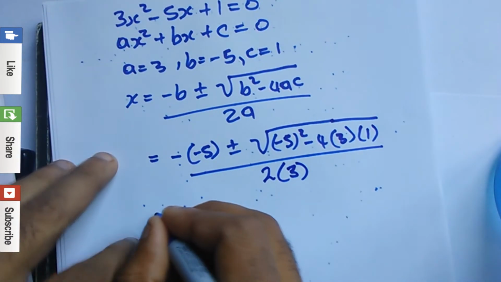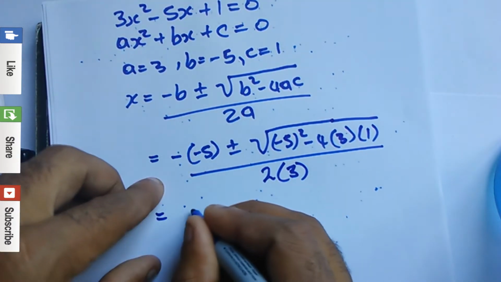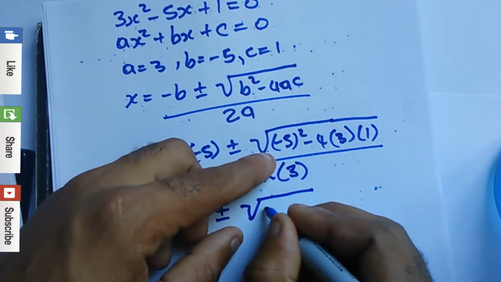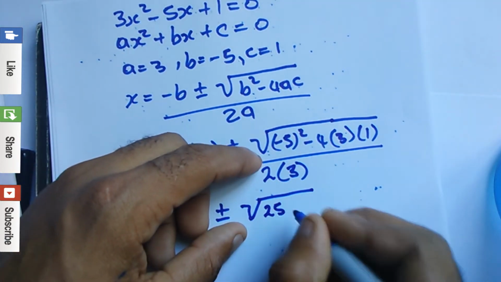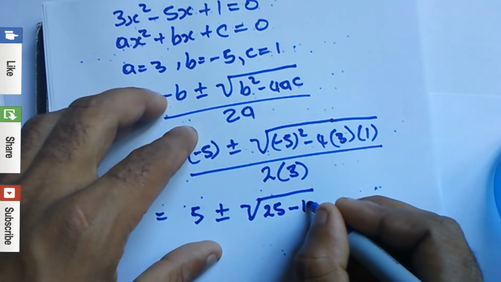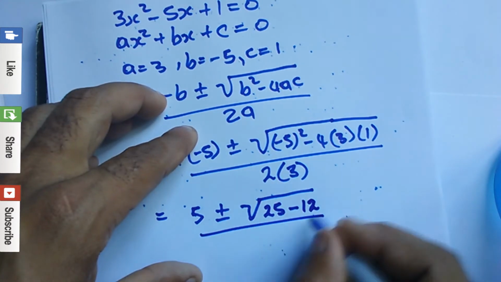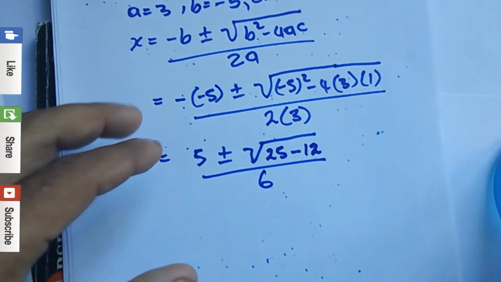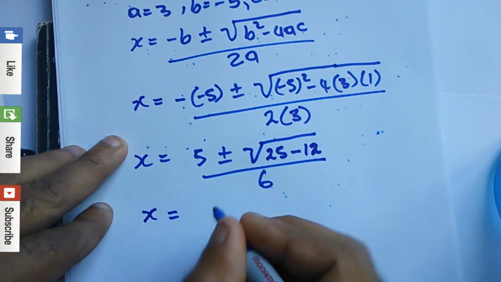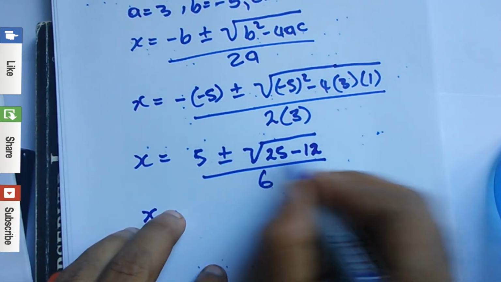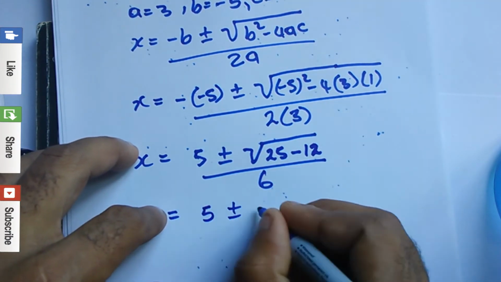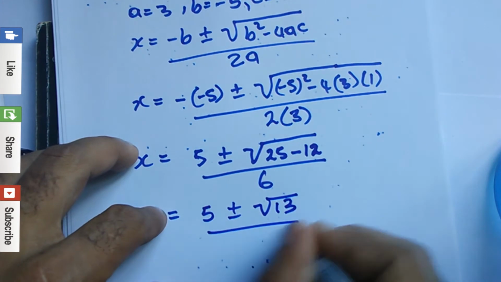So it's equal to, so we know that negative times negative is positive 5 plus or minus the square root. We know that negative 5 squared is positive 25, minus 4 times 3 is 12, times 1. So we have minus 12 here, all over 6. So x is equal to, we can subtract here using our calculator, or if you know what you're doing. So we have 5 plus or minus the square root of 13, divided by 6.